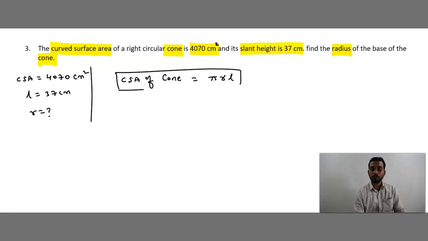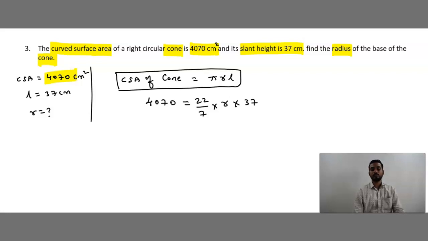So please highlight the formula. What is the curved surface area given? 4070, right? 4070 is equal to pi, 22 by 7, radius we don't know, slant height that is 37. So just try to keep r on the same side, and shift the rest of the terms to the other side. 4070 into 7 divided by 22 into 37 is equal to r.